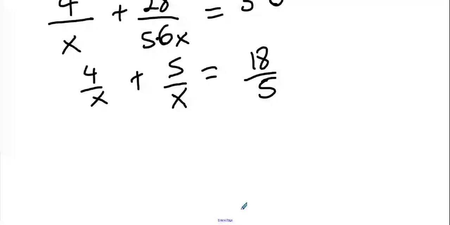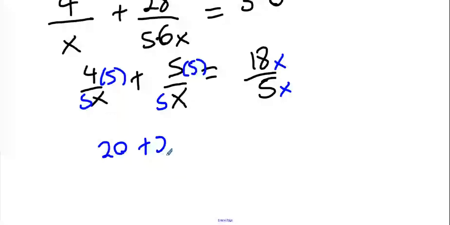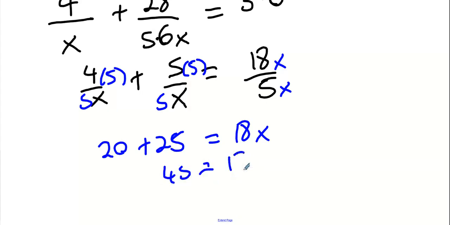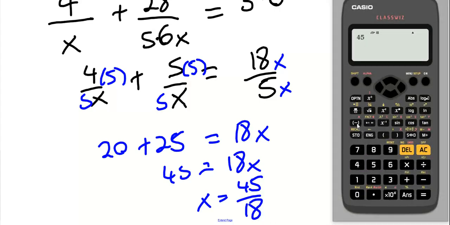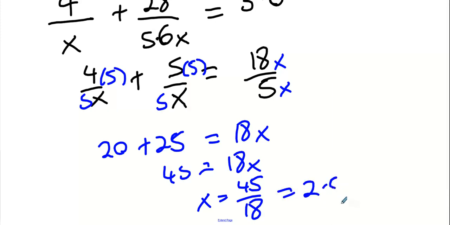So here's what I'm going to do. I'm going to give them all a common denominator. So the common denominator is going to be 5x. Put an x there. Put a 5 here and a 5 here. Put a 5 on the bottom, 5 on top. And what I'm going to get is 20 plus 25 equals 18x. 45 equals 18x. And x equals 45 divided by 18, which is going to be 2.5. X equals 2.5. So the swimming speed is 2.5 kilometers per hour.